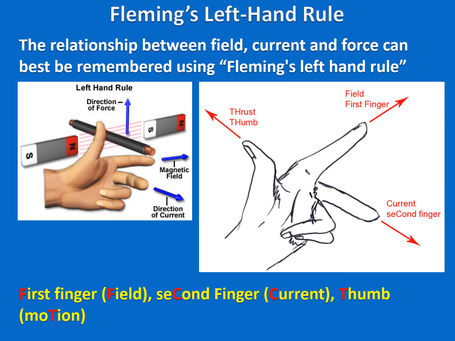So when it comes to questions, you'll have to maneuver your hand around on the paper to work out the direction of the field if the question is asking you for that, or the current, or even the force. Again, for this rule, the direction of the current is conventional current, which is positive to negative. So just be aware of that in the questions that are posed to you.